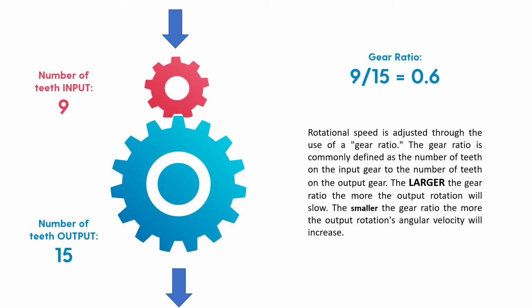Rotational speed is adjusted through the use of a gear ratio. The gear ratio is commonly defined as the number of teeth on the input gear to the number of teeth on the output gear. The larger the gear ratio, the more the output rotation will slow. The smaller the gear ratio, the more the output rotation's angular velocity will increase.